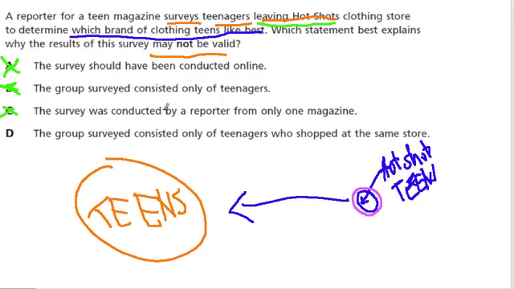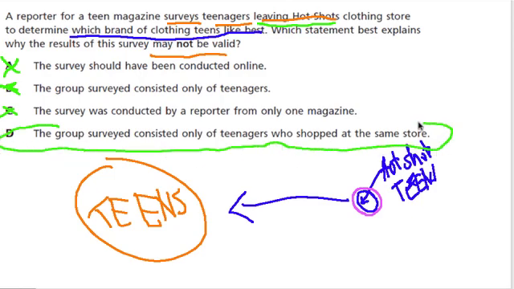Why are they doing this survey? It's to sell a product that advertises in a magazine? Well, that would be a really skewed survey. So it doesn't help. It certainly doesn't help our validity, but really the fundamental problem here is D. The group surveyed consisted only of teenagers who shopped at the same store.